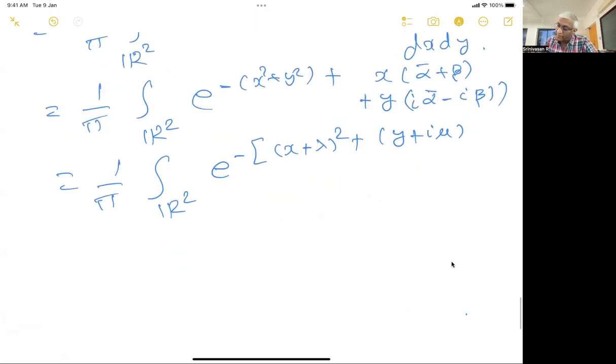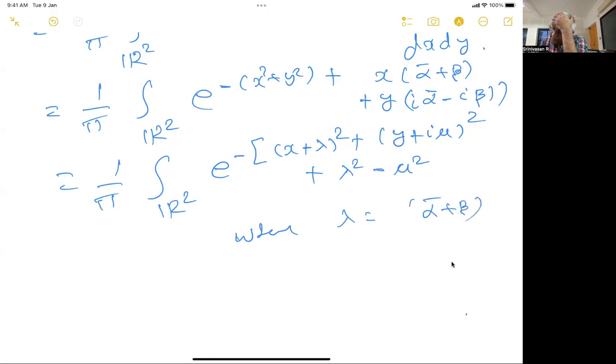So I get lambda x and mu iy square. So plus we will get a plus lambda square minus mu square. No, it will be lambda square, where lambda equals (alpha bar plus beta) by 2, because we will get 2 times that, and mu is equal to (alpha bar minus i beta) by 2. I think I'm correct, right? x square plus 2 times i lambda y, 2 times lambda x, which is (alpha bar plus beta) times x, right?